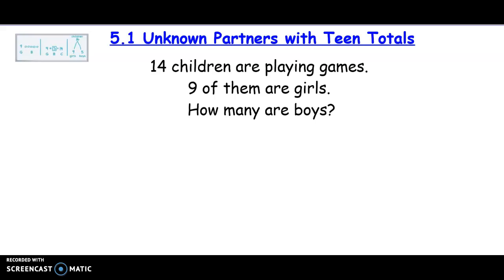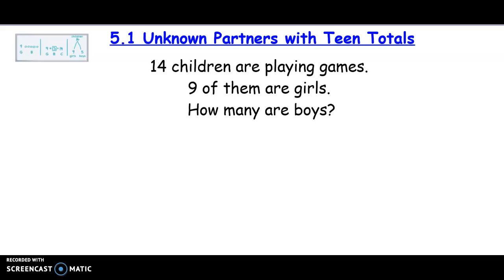So our first problem says 14 children are playing games. 9 of them are girls. How many are boys? Okay, so when we're doing these word problems, just like when we were doing them with single digit numbers, we want to try to figure out, are we looking for the partner or are we looking for the total? So let's read this one more time and try to think about what's missing.